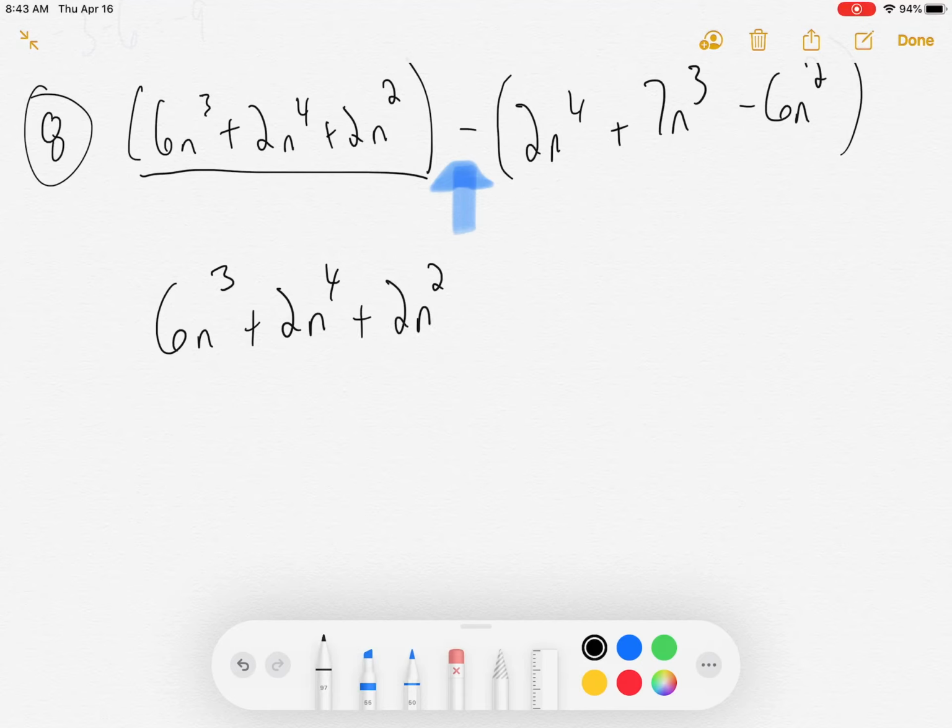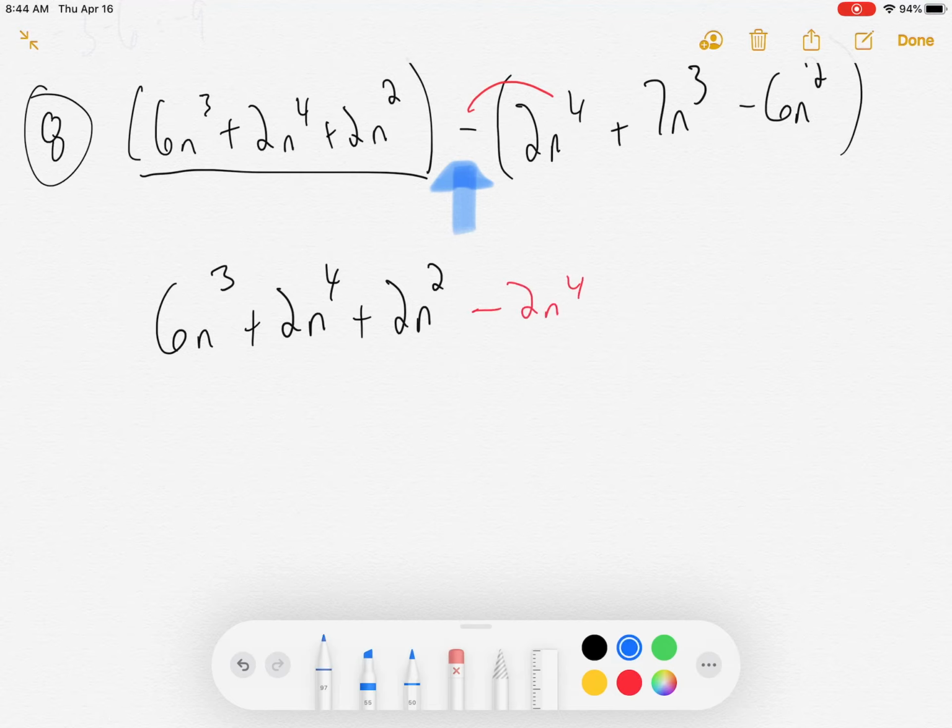6n to the third plus 2n to the fourth plus 2n squared. Now we got to check, is it adding or subtracting? If it's adding, then we just rewrite this whole thing. However, we are subtracting. So what that means is I need to distribute this negative sign.